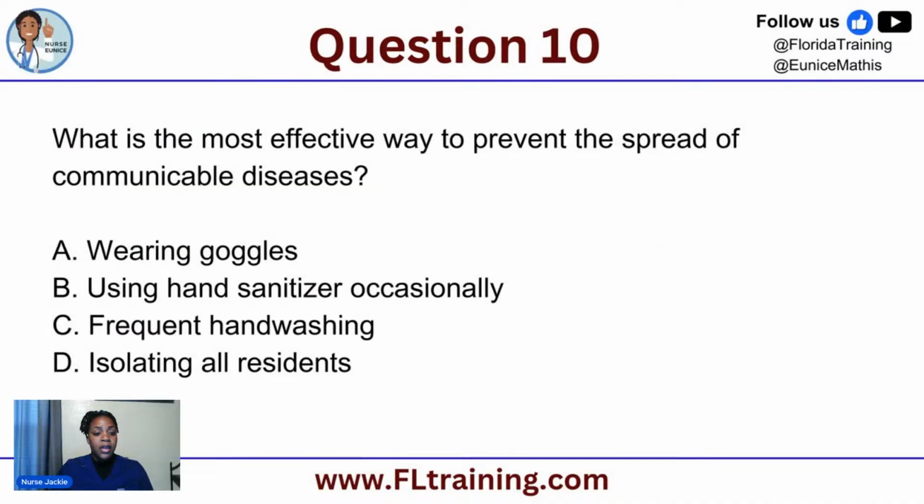Okay. Number 10, what is the most effective way to prevent the spread of communicable diseases? A, wearing goggles. B, using hand sanitizer occasionally. C, frequent hand washing. Or D, isolating all residents.